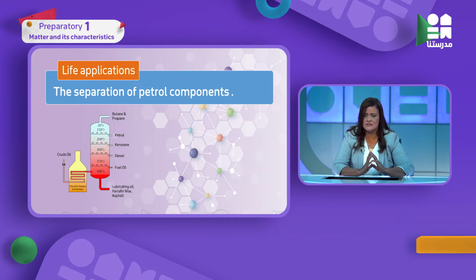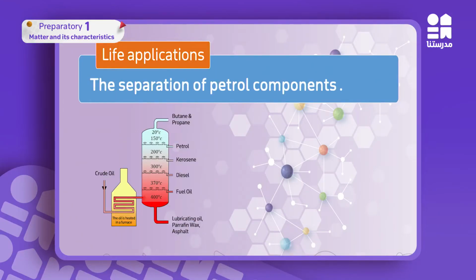Also, we have kerosene. Kerosene evaporates at 200 degrees centigrade. Then what else? We have diesel at 300 degrees centigrade. And then the fuel oil. Fuel oil is what we get the energy we use from. At 400 degrees centigrade, we have lubricating oil. Lubricating oil means something used in, as we call it, tashheem. Then paraffin wax and asphalt, which we use in the roads.